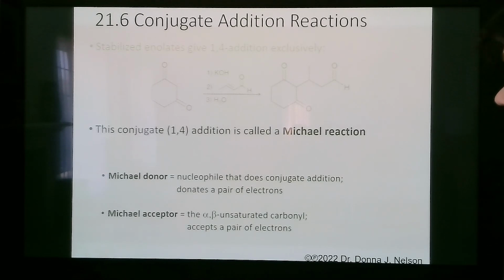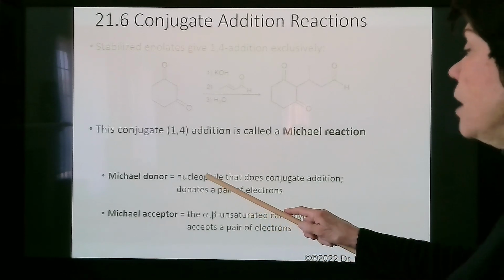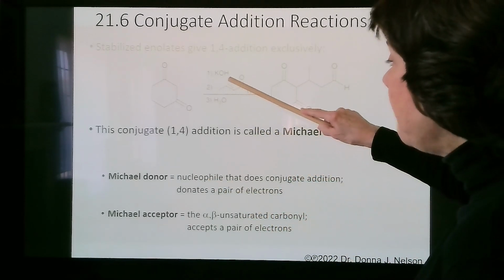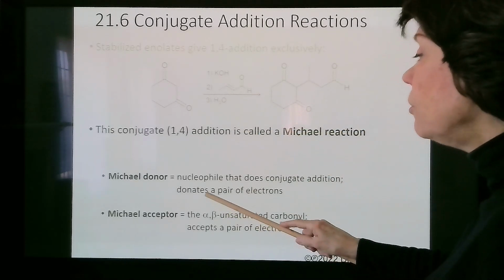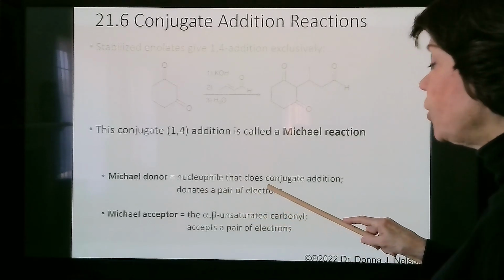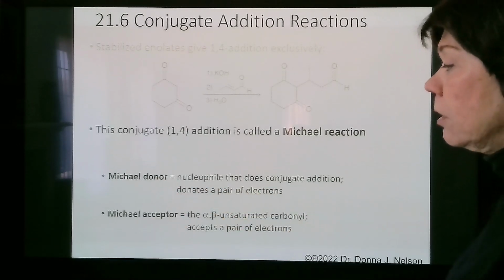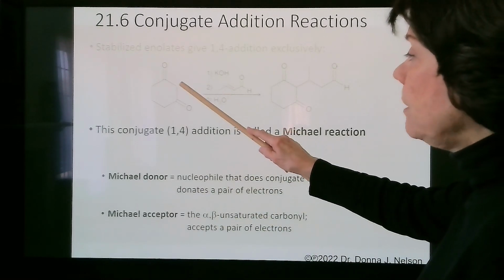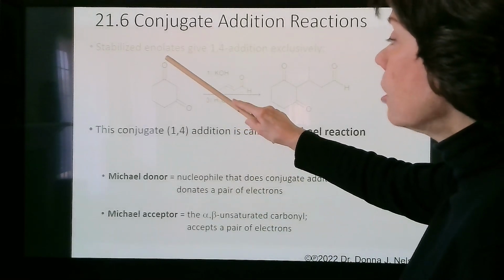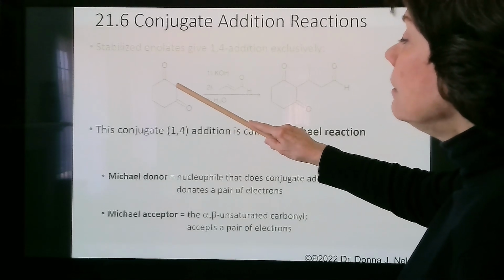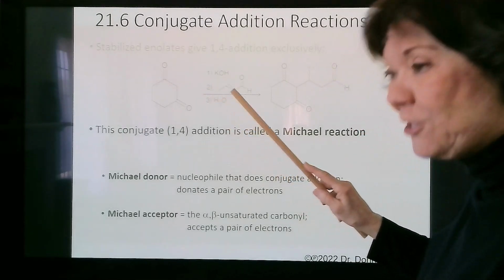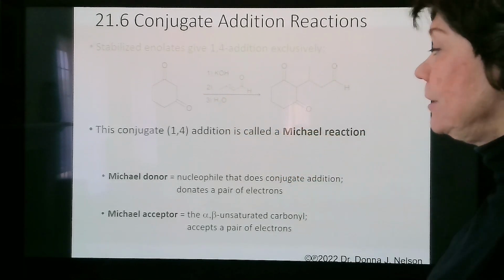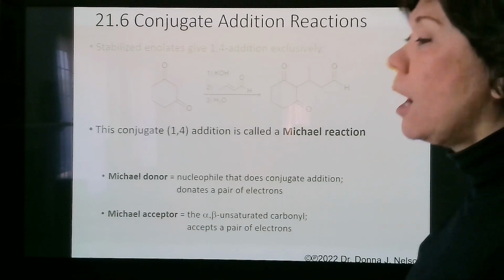We've also got additional terminology now, a Michael donor, a nucleophile that does conjugate addition. That means adds at the beta position or adds at the 4 position, attacks at 4 position. You can also think of it as it donates a pair of electrons. That's why it's called a donor, a Michael donor. This will deprotonate. You'll have the negative charge spread out over all these atoms. The negative charge here will be a smaller partial negative charge, and so it will attack at the beta position, the 4 position. It will do conjugate addition.